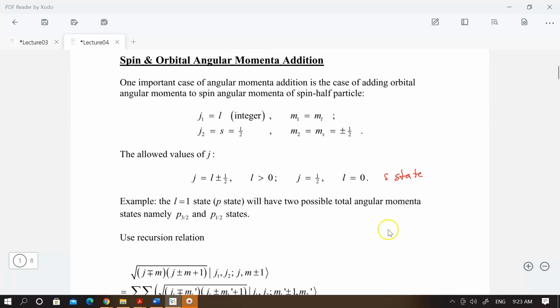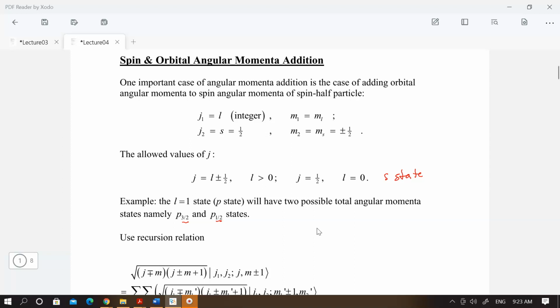If you have a state bigger than the S state, for example the P state, which corresponds to the L equals 1 state, then you could have the two different things. That's why in some chemistry notation we have a P state with an index of 3/2, corresponding to L plus a half, and then a half there. So that is a combination of the orbital angular momentum and the spin state.